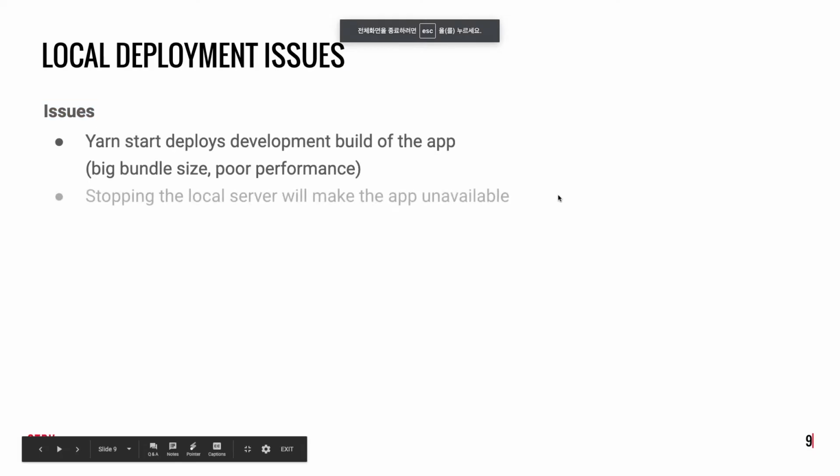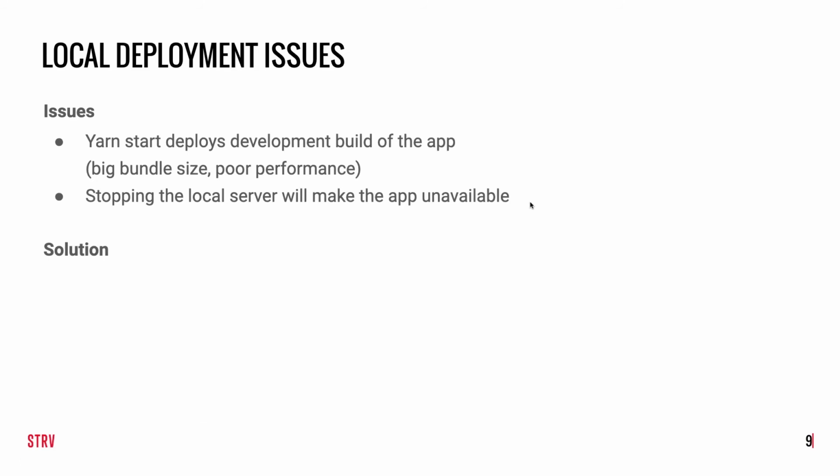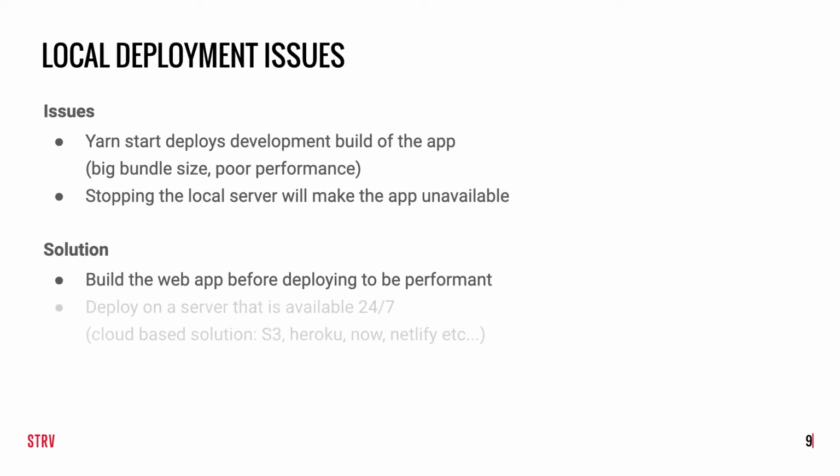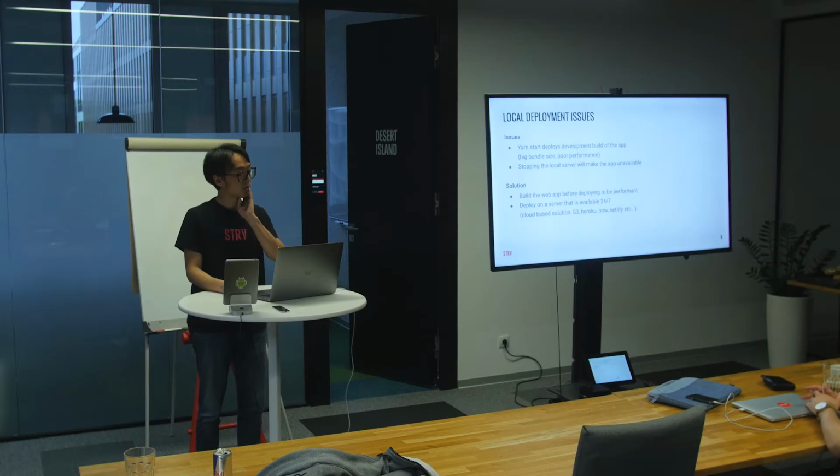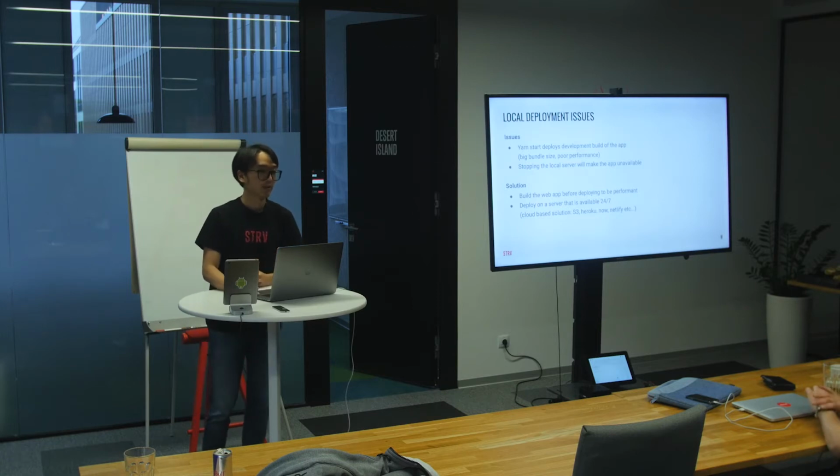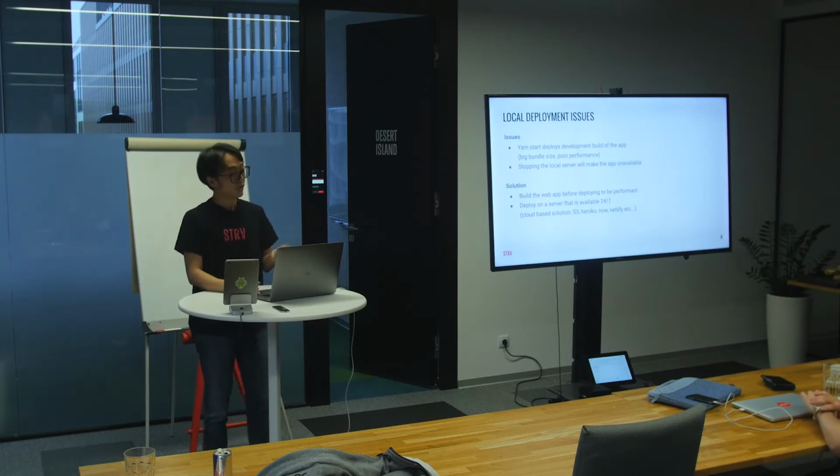So the way to resolve this issue, I would say the first one, is a development build. So I think we can do better by building the web app, making it ready for production before deploying. The second one is kind of easy, I would say. Just deploy on a server that's available 24/7. Usually the solution we will go to is a cloud-based one. S3, Heroku, now Netlify, there are so many of them, so you can choose whatever you like.